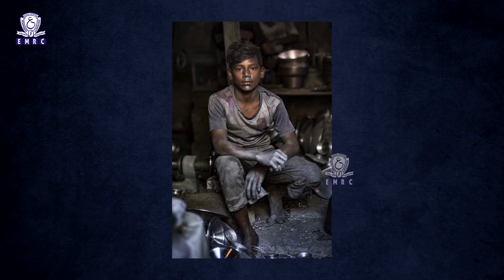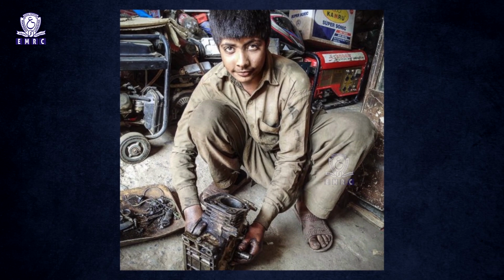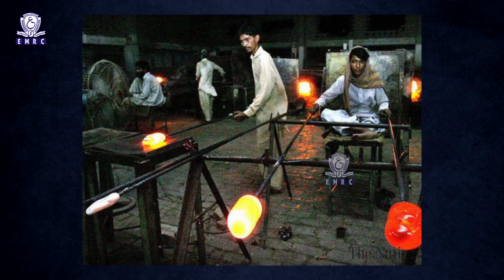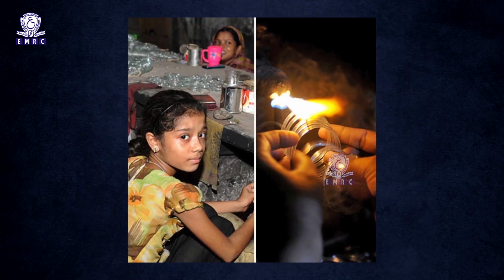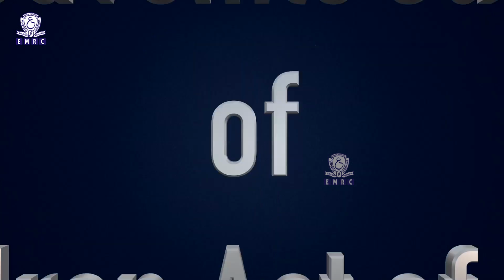Children between the age of 14 and 18 are defined as adolescent, and the law allows adolescents to be employed except in the listed hazardous occupations and processes, which include mining, inflammable substance and explosives related work, and any other hazardous process as per the Factories Act 1948.